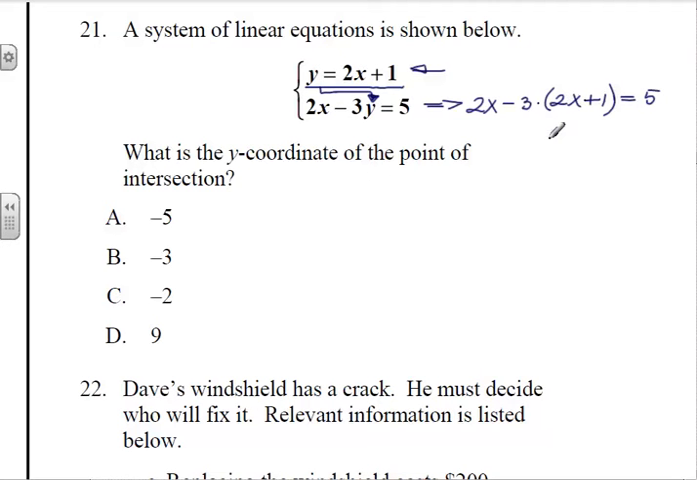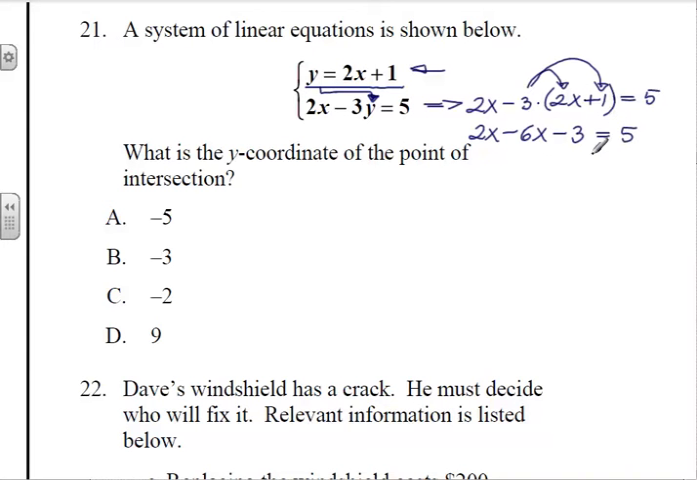Next is solving this linear equation in x. The first thing is simplifying the expression. To simplify it, you have to eliminate this parenthesis by multiplying the 3, or negative 3 if you want, by everything inside the parenthesis. This is the distributive property. My equation becomes 2x minus 3 times 2x, which is minus 6x, minus 3 times 1, which is negative 3.